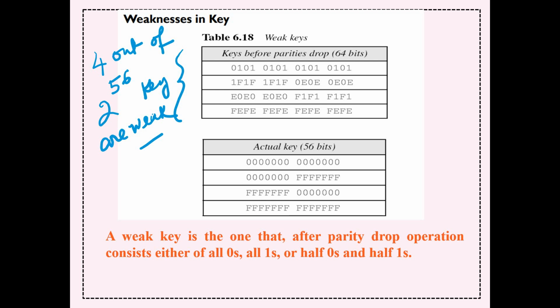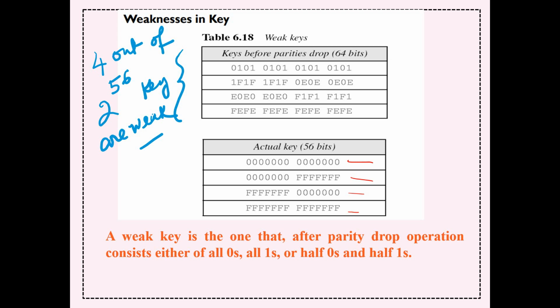Why are they called weak keys? Because at the bottom I have mentioned the definition. A weak key is one which, after the parity drop operation, becomes either all zeros, or all ones, or half 0 and half 1. So it's very easy to predict. Simple as that, that's the basic logic. So you can decipher the key very easily. These 4 patterns that you are looking at are very susceptible to intrusion in DES. This is the example you can see over here; they are all zeros, all ones, and so on, as shown.